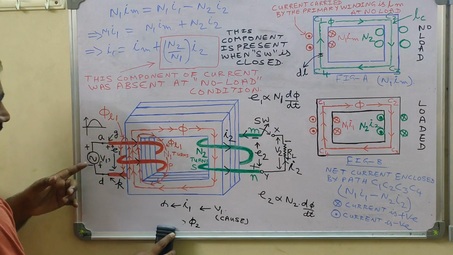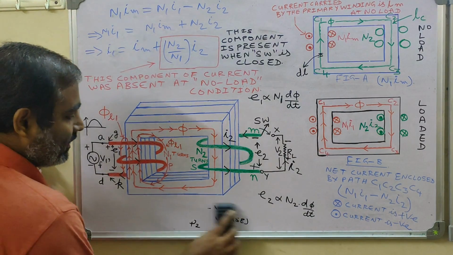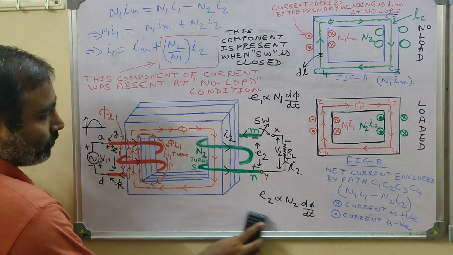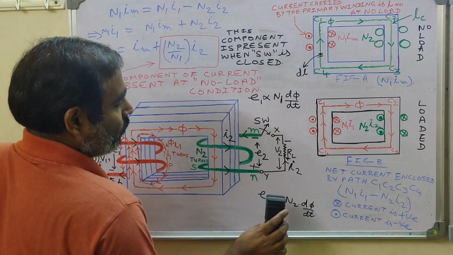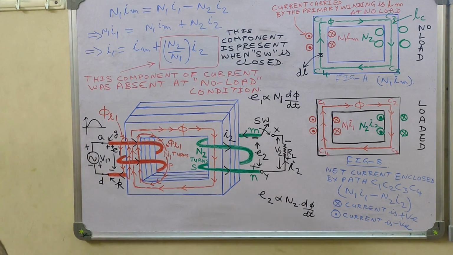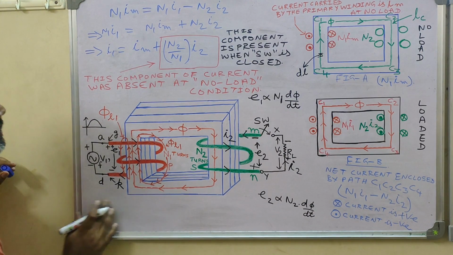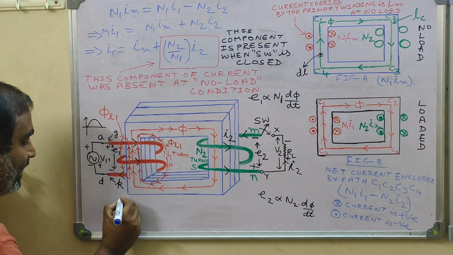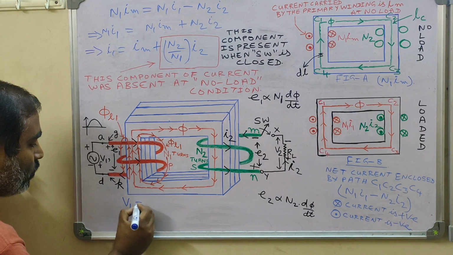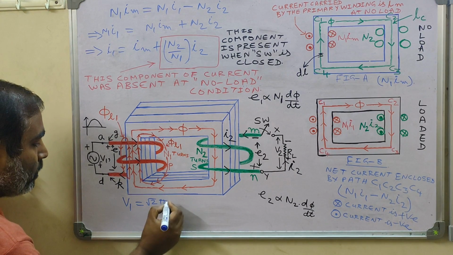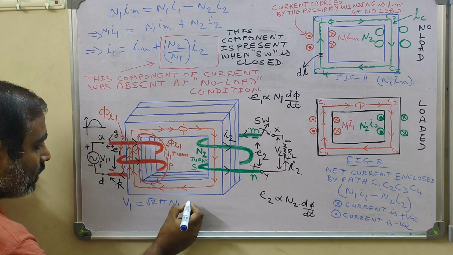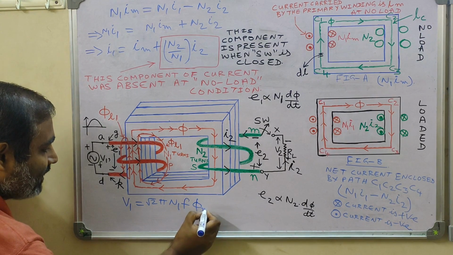if you do not change the RMS value of the applied voltage as well as the frequency of the applied voltage, the level of the flux in the transformer magnetic core will remain constant, isn't it? So I am talking about this particular equation. This is a very important equation. Again, I am writing it: capital V1 equals root 2 pi N1 into F into phi max.